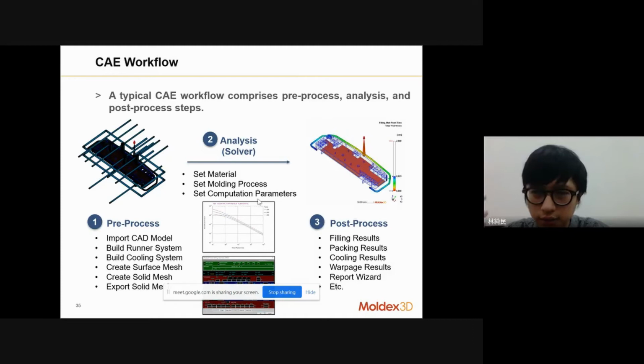So for the cooling result, we also have to think about how long we have to cool down our product. And if we set the cooling time too short, maybe it has not cooled down yet, and then you eject it, it will cause deformation or some issue like that. So we have to adjust it to meet our needs. This is the cooling result.